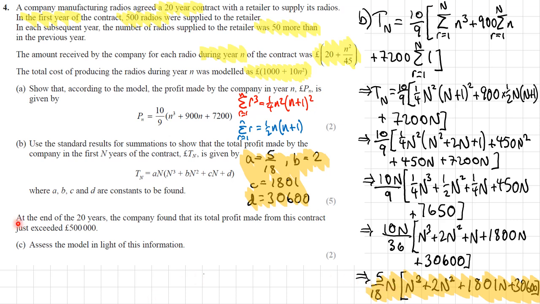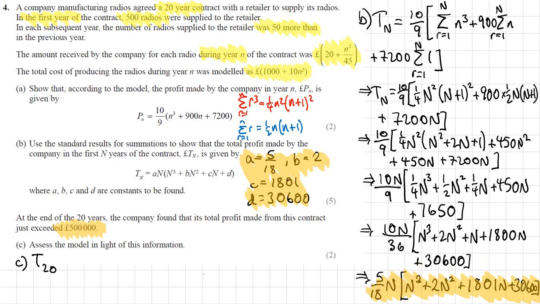Okay, part C, answer highlighted. At the end of the 20 years, the company found that its total profit made from this contract just exceeded basically £500,000. That's not bad. Well, 20 years. Maybe it is bad, I don't know. Assess the model in light of this information. So what I'm going to do in part C is basically substitute 20 into this model here and see how that value compares to the actual profit.